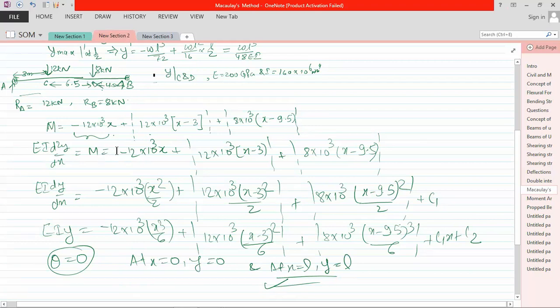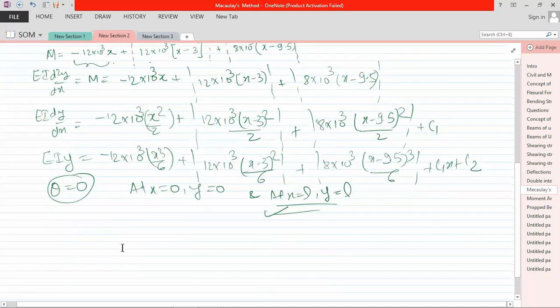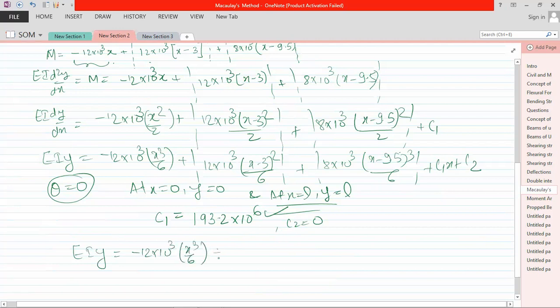final equation will be, I'm just writing, your C1 and C2. What is the value of C1 and C2? C1 is equal to 193.2 into 10 raised to the power 6, and your C2 is equal to 0. So EI y is equal to minus 12 into 10 raised to the power 3 x cubed by 6, plus the same expression as before, plus 193.2 into 10 to the power 6 x.